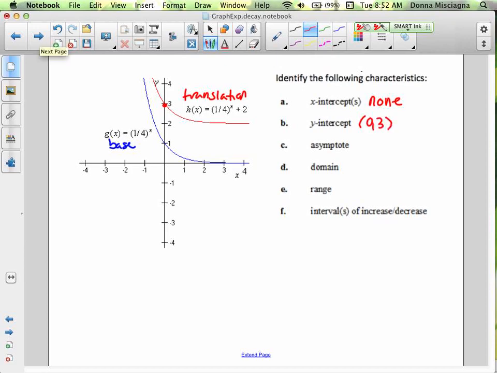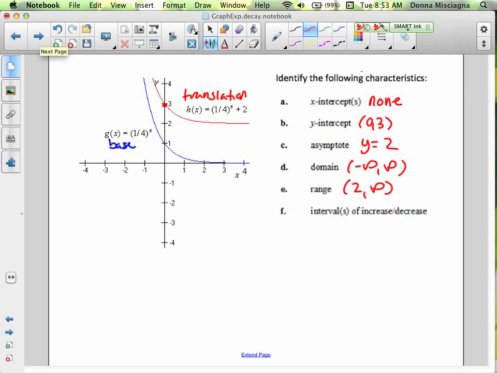Asymptote, orange 1. Or maybe 2. No, y equals 2. Domain. Anybody at the red table? Domain, yep. Orange 2. The range. That's 2 to infinity.